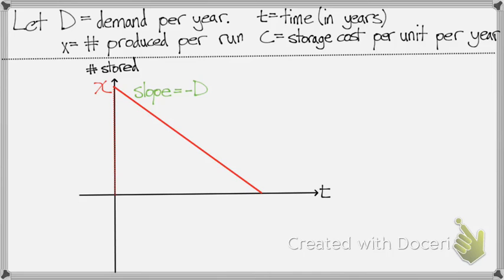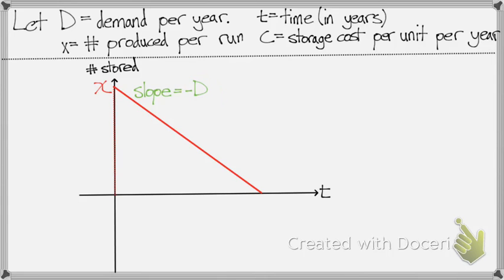We just assume that we instantly produce x units. The slope of this line is the rate at which our number of units being stored is going down. We're selling these units at a rate of D. So D things per year, you can think of that as D divided by 365 things per day and so on down the line. So the rate at which we're selling these things is D. And because we're measuring the number of things that we're storing, the slope has got to be negative. So the slope of this line is negative D.